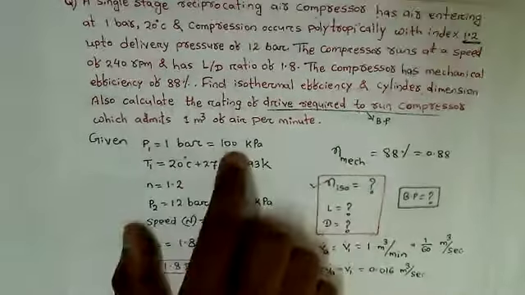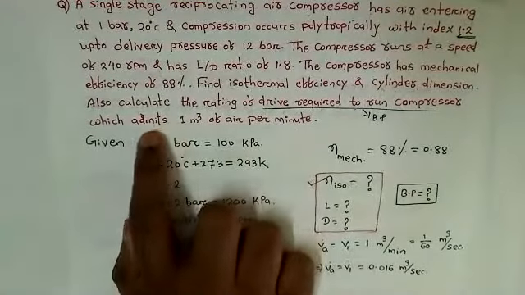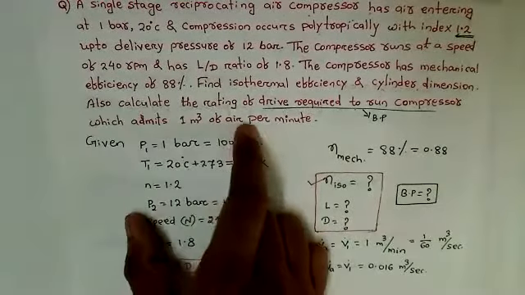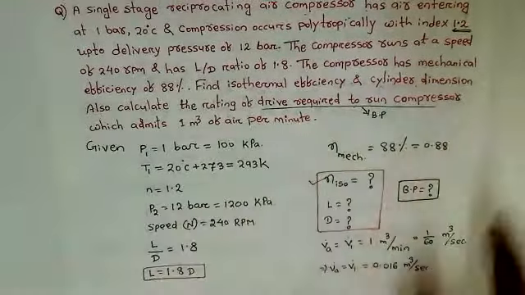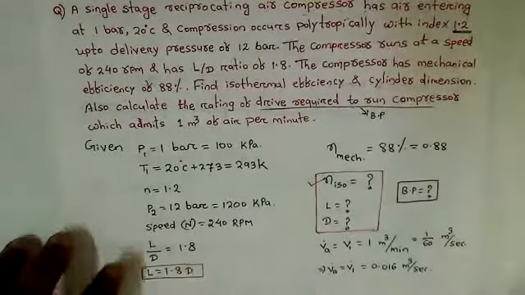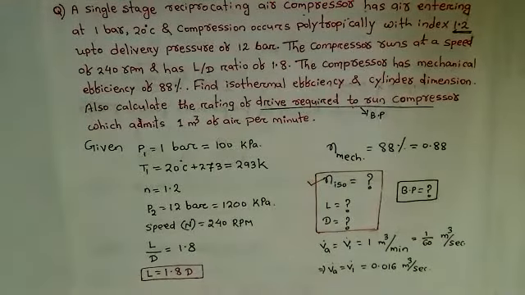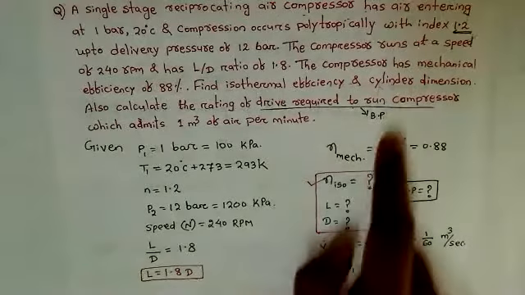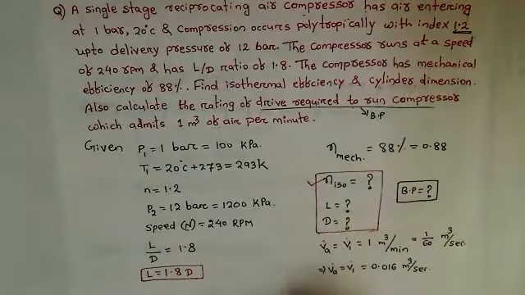The cylinder can admit 1 meter cube of air per minute. This means the volume flow rate of the cylinder is also 1 meter cube. And what is the formula of cylinder volume? Cylinder volume is pi by 4 d square into L. Utilizing that formula, we are going to find out the cylinder dimensions.